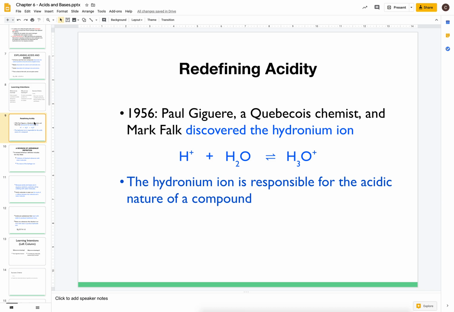So what hydronium is, it's the combination of a hydrogen ion with a water molecule. Its formula is H3O+. And it turns out that these hydronium ions are actually responsible for the acidic nature of compounds that are acids. So what's going on here?